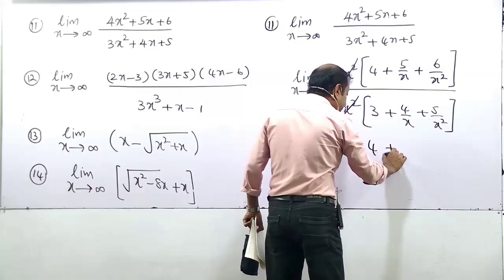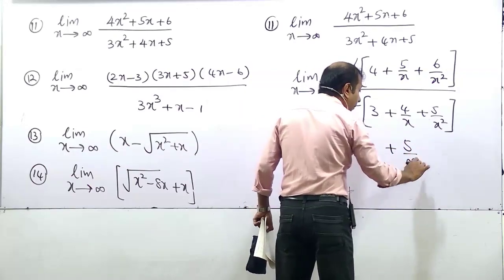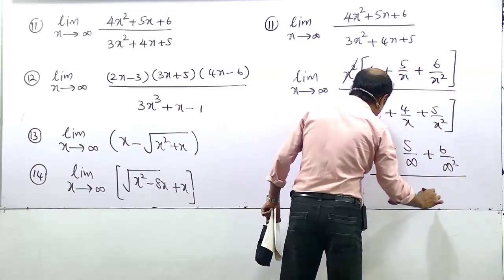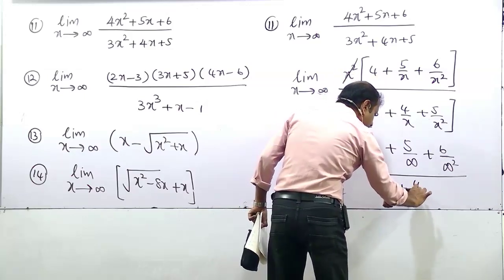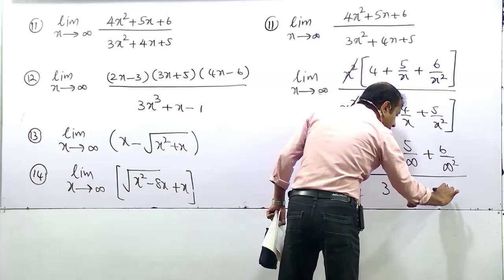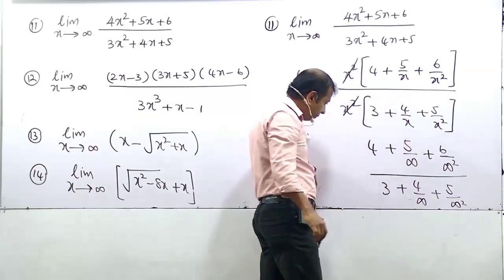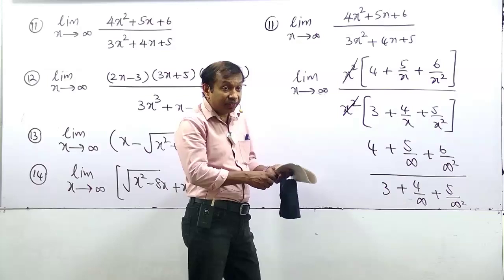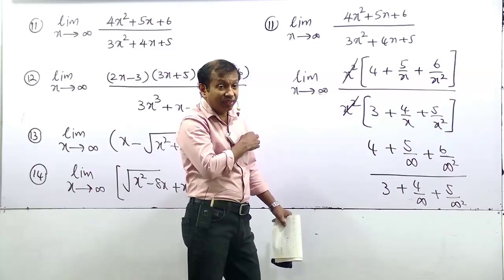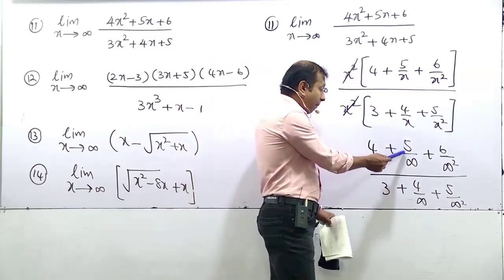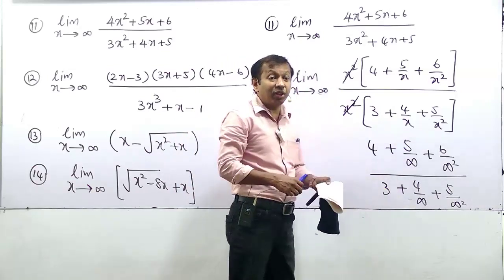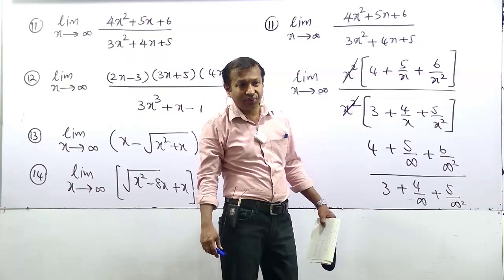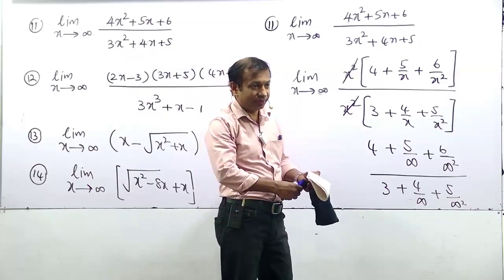Here 4, 5 over infinity, 6 over infinity squared, 3 plus 4 over infinity, 5 over infinity squared. What is 5 over infinity? Here. Small number divided by huge number. Going to 0. No? Yes or no?